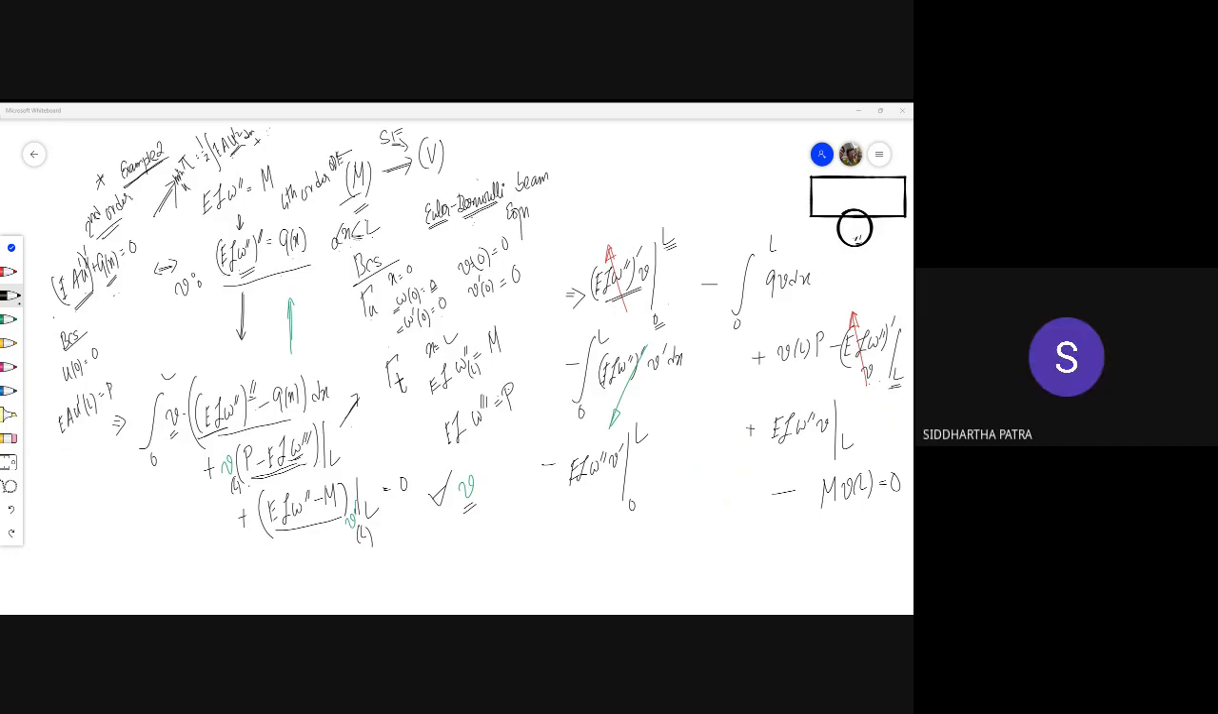So this actually has two terms, right? EI w double prime whole prime times v evaluated at L, that's the one that cancels out. But EI w double prime whole prime times v at x equals 0, why does that also cancel out?